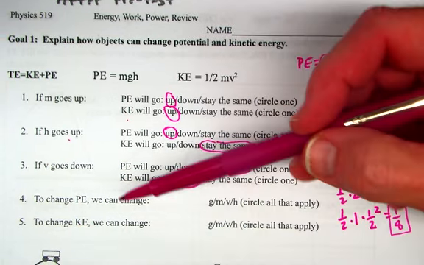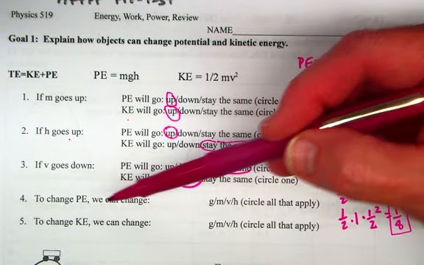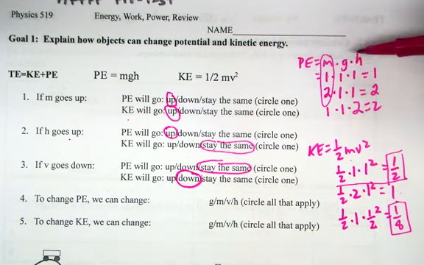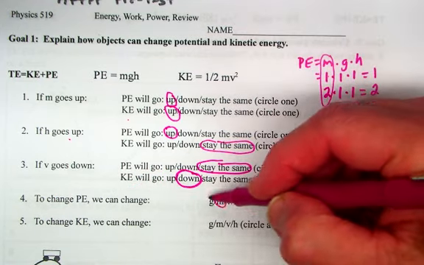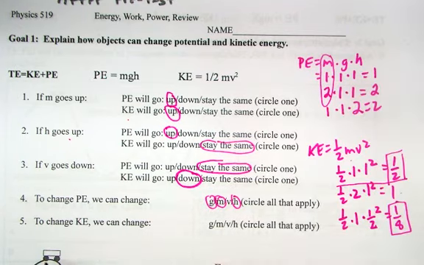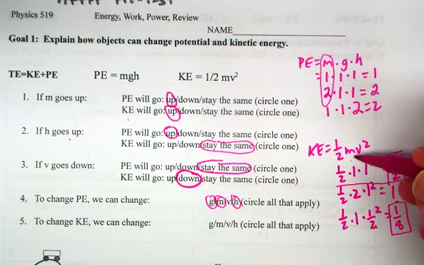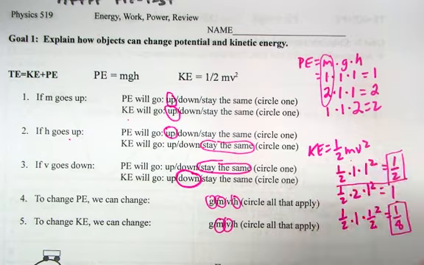So in conclusion, for this section, to change potential energy, what are the things you can change? Only m, g, or h. M, g, and h. To change kinetic energy, the only things that are going to change that are m and v. So m and v.